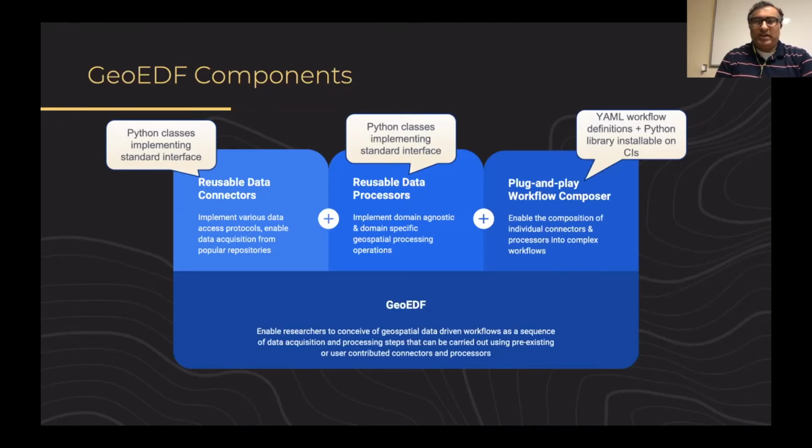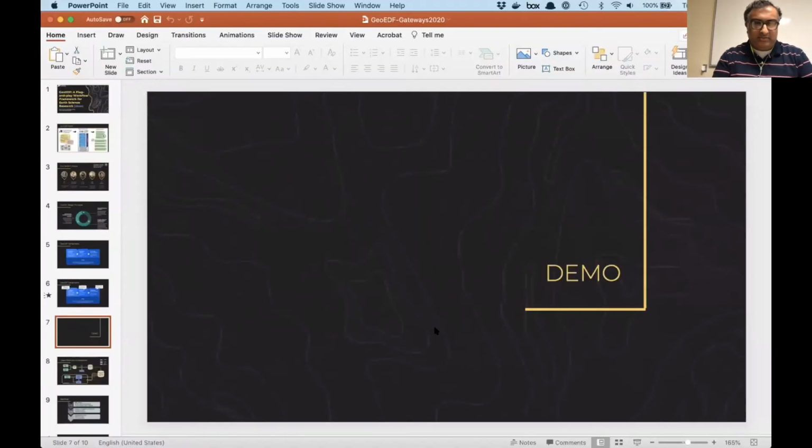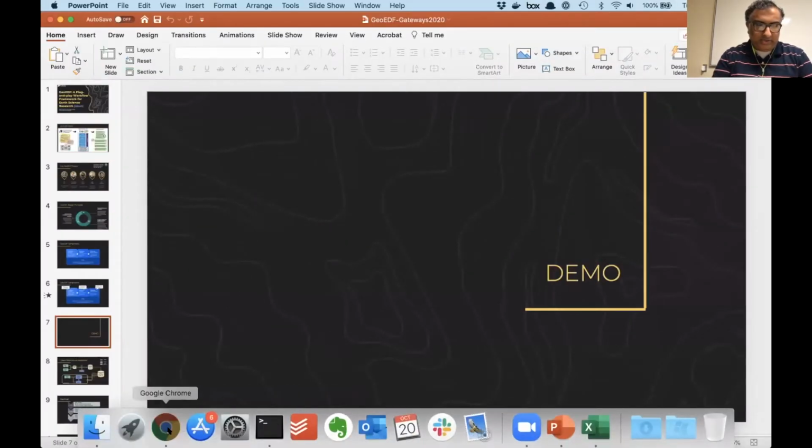The workflow composer has 2 pieces that you just saw. There's the syntax itself that tells you how you can compose these connectors and processors together into a workflow, and we use YAML for that. And there is a workflow engine that's essentially a Python library built on top of Pegasus, which is a workflow management system. You define this YAML workflow, and then the engine takes the YAML workflow and figures out how to execute the corresponding connectors and processors in whichever computer environment we've set up for that. So with that quick overview of GeoEDF, let's go back to our workflow.